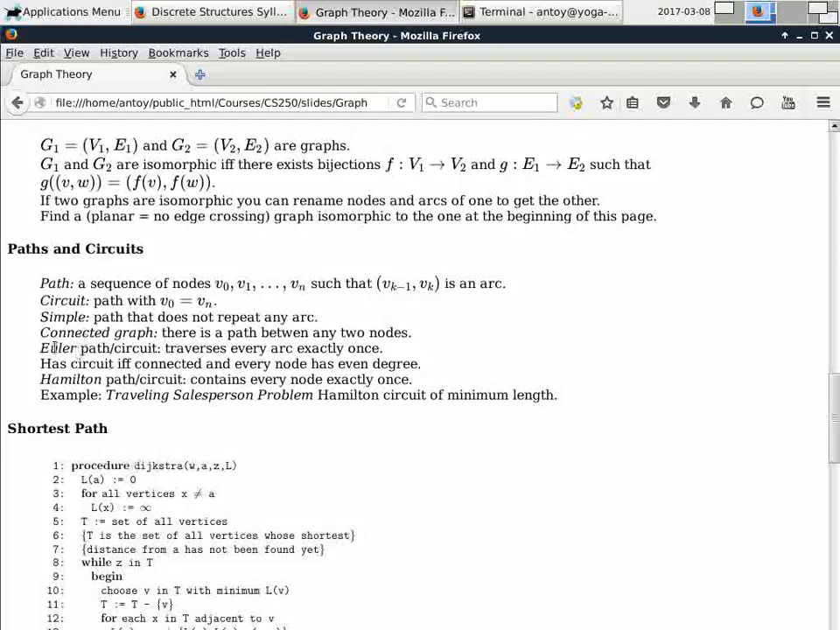So now, I don't know how you pronounce this one. In his language it was Euler. A lot of people call it Euler, whatever the name is. So here you have a notion of an Euler path and Euler cycle or circuit. Here you traverse every arc exactly once.